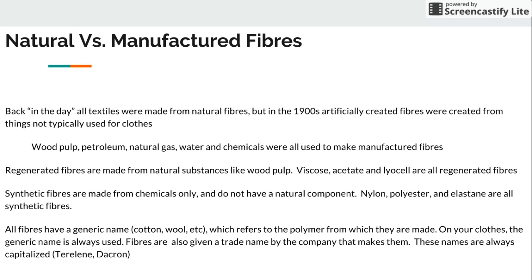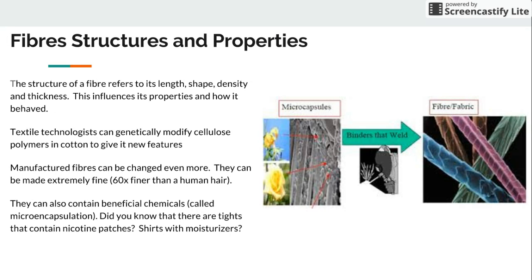And one thing that you need to know is that all fibers have a generic name, so they're cotton or wool or whatever, and that refers to the polymer from which they're made. On your clothes, if you look at the tag, you'll see these generic names on there. Fibers, however, are given a trade name by the company that makes them. So these names are always capitalized, and they are unique to the specific company and the polymer that they're made from. So if you see different names with capitalization, don't be scared. It's just the trade name.